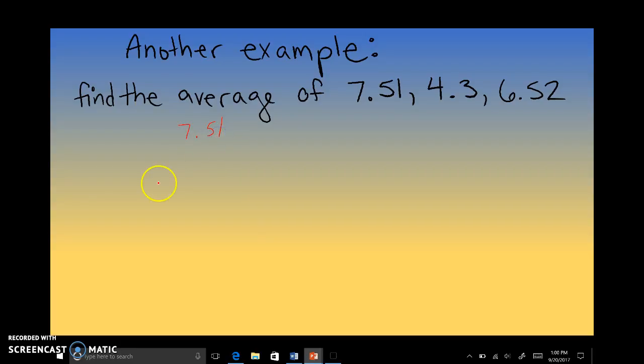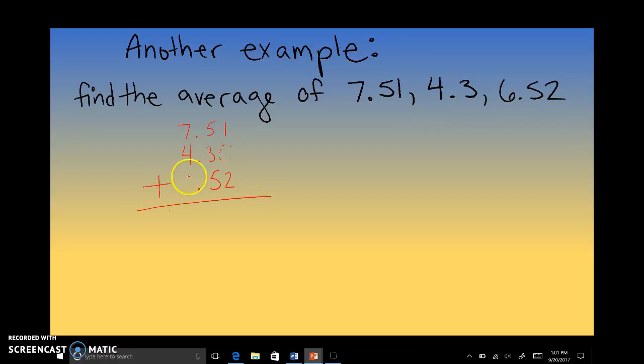So we have 7.51. We have 4 and 3/10. We're going to match up the decimal point. Make this a little neater for you. And lastly, we have 6 and 52/100ths. So now we see we need to annex a 0 as well behind our 4.3. Now we are ready to add our numbers.